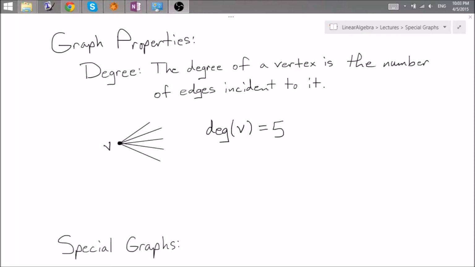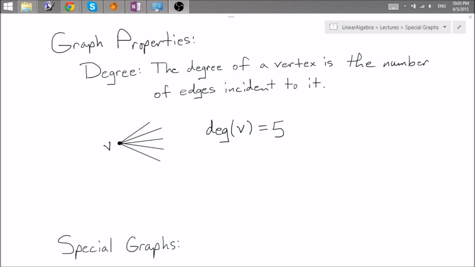In this video, we're going to continue our discussion on graph theory, look at some special graphs, including the complete graph and the complete bipartite graph, and then we'll look at some networks and doing network analysis in Mathematica. First, though, we need to define a degree.